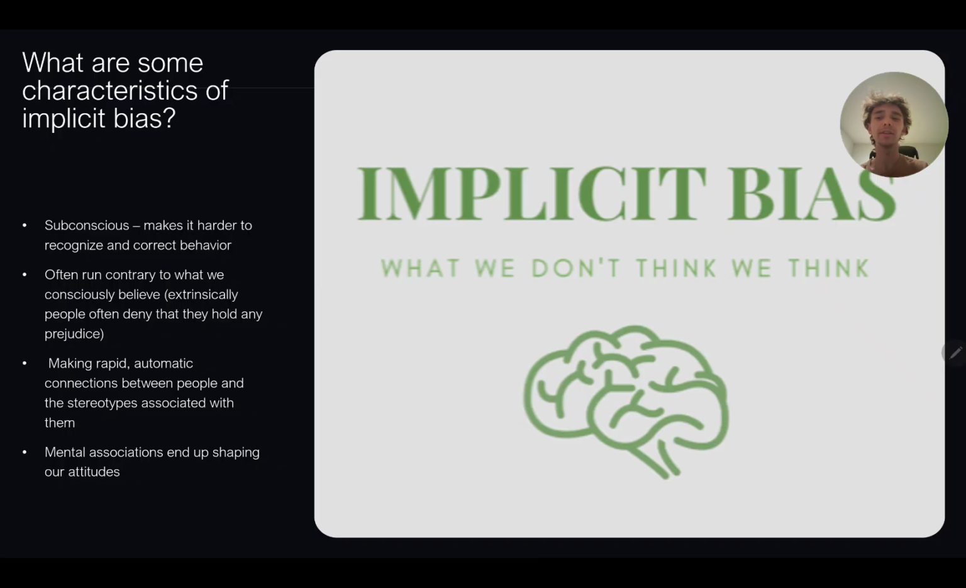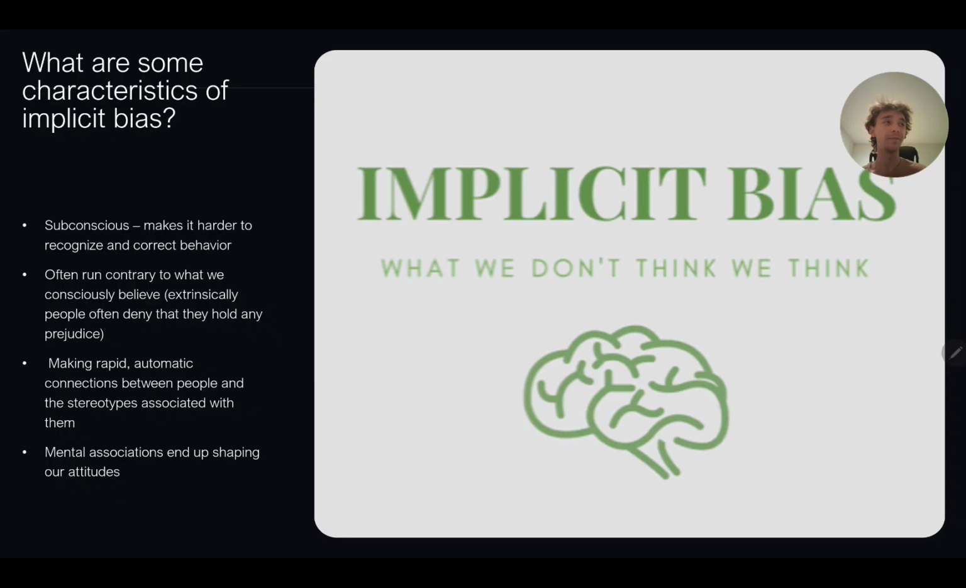So what are some characteristics of implicit bias that make it so difficult to solve? Well, first off, it's subconscious, which means that it makes it harder for us to recognize and correct the behavior because we don't know that it exists within ourselves. We don't think about it. And in fact, it often runs contrary to what we consciously believe.